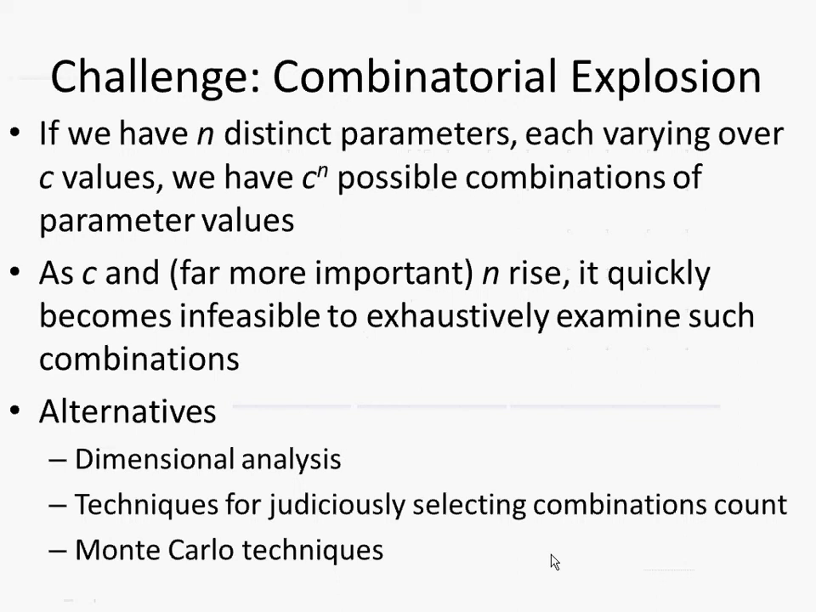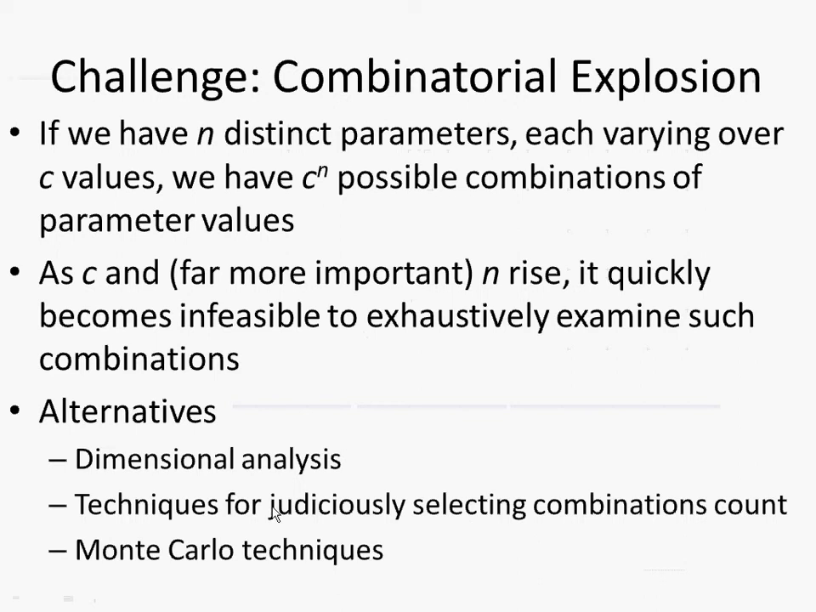So if you have just one parameter, 10 values, you have 10 possible combinations. You have two parameters, 10 values, you have 100. Three parameters, 10 values, 1,000. Four parameters, 10 values, 10,000. And each of those you may want to run 10 times or a couple dozen times. And you get into a combinatorial explosion. So I mentioned here some alternatives.